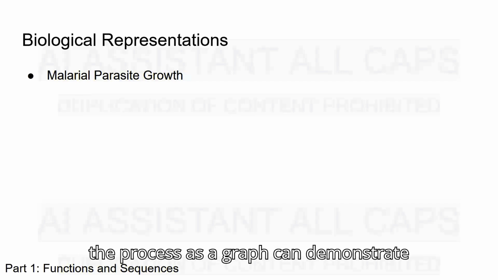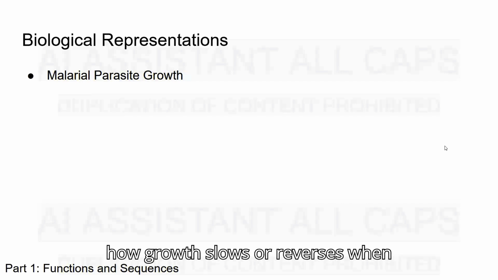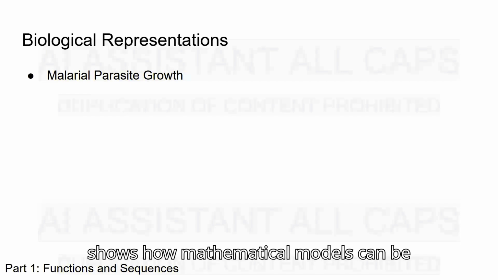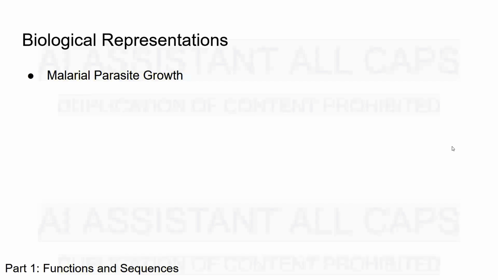Visualizing the process as a graph can demonstrate how untreated infections grow rapidly and how growth slows or reverses when treatment begins. This example shows how mathematical models can be applied to urgent biomedical problems.